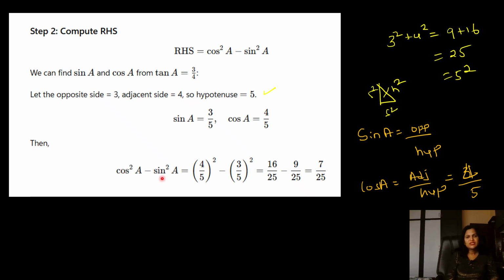Then cos square A minus sin square A. Cos square A is 4/5 square minus sin square A is 3/5 square. We'll find the values. So 4 square is 16, 5 square is 25, 3 square is 9, 5 square is again 25. Then the denominator is the same. 16 minus 9 is 7. 7 by 25. LHS is equal to RHS, proved.